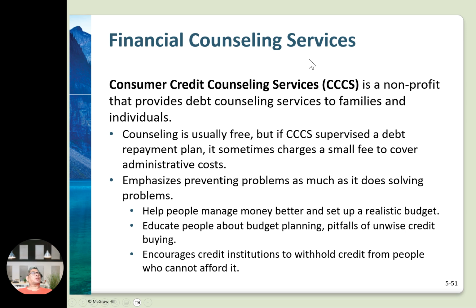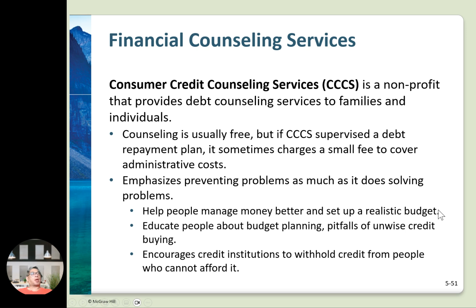Financial counseling services. If you have a debt problem, usually there's a consumer credit counseling service, which is a non-profit organization that provides debt counseling service to families and individuals. Counseling is usually free, but if the CCS supervises a debt repayment plan, it sometimes charges a small fee to cover admin costs. They emphasize preventing problems, such as overspending.